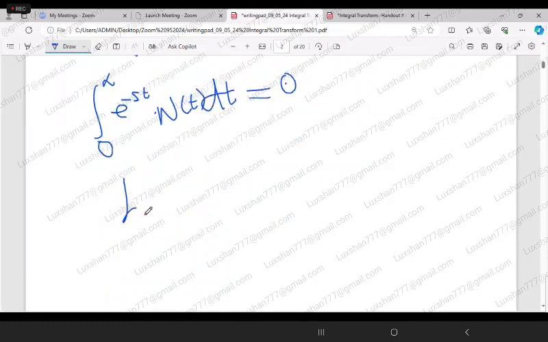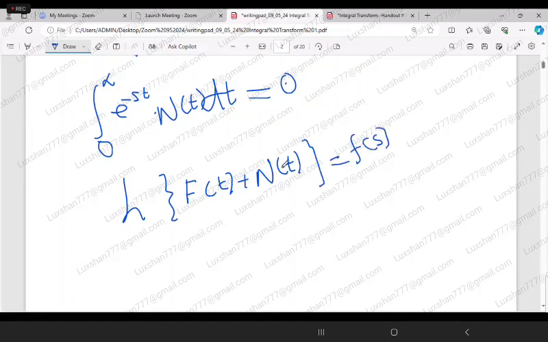So, if you have a function f(t), so Laplace transform of f(t) plus null function, then this is equal to F(s), isn't it? Therefore, if you add a null function to any function, this is same as the Laplace transform of f. Therefore, if you add a null function to a function, then the Laplace transform is not unique.